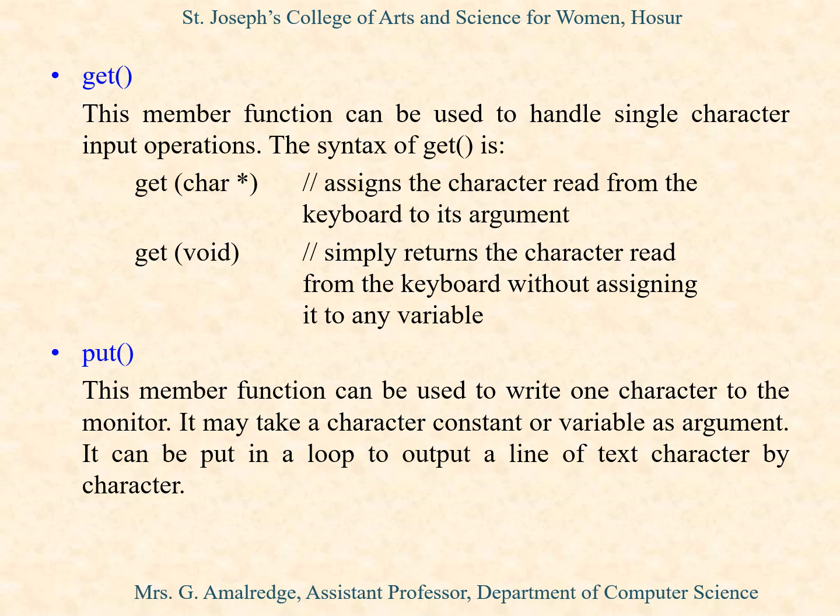Get function. This function is used to handle single character input operations. The syntax of the get function is get(character). It assigns a character read from the keyboard to its argument. The second one is get(void). It simply returns a character read from the keyboard without assigning it to any variable.